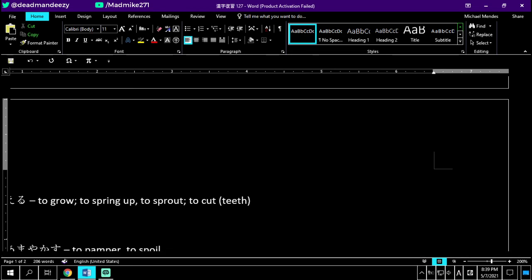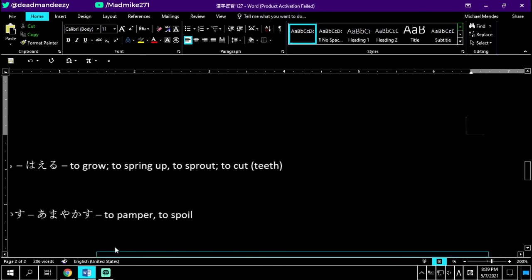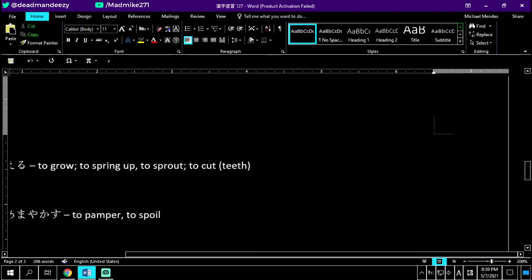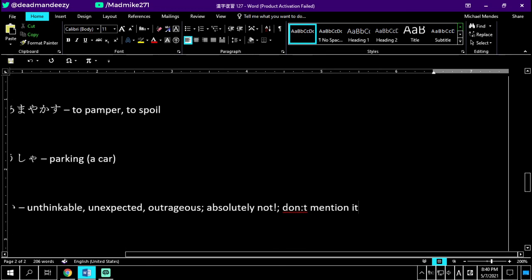To grow, to spring up, to sprout, or to cut is haeru, using our kanji for life. Up or spring up. Haeru. To pamper or to spoil is amayakasu. Not sweet. Kasu. Dregs. It's not sweet, it's the dregs. To pamper or to spoil. Parking a car is chusha. Chusha suru. To park. Chusha is parking of a car. Unthinkable, unexpected. Tondemonai.